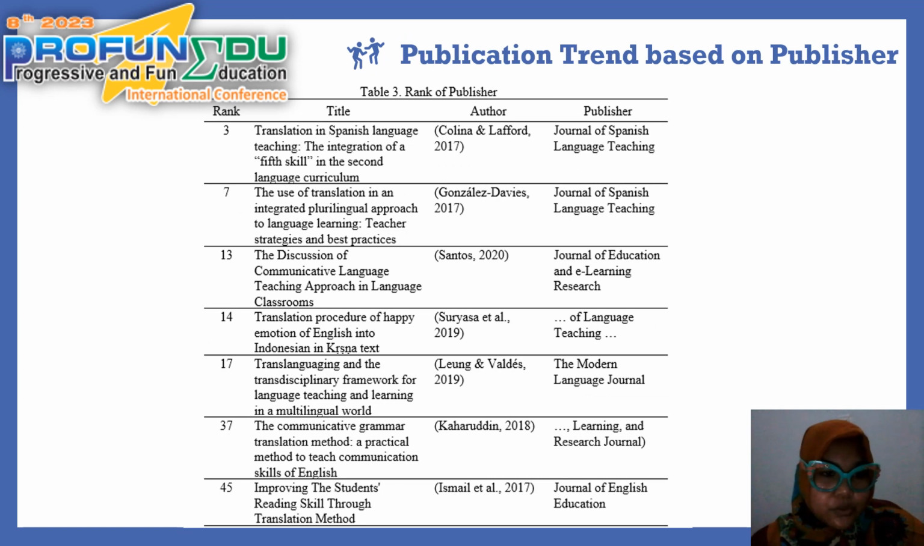Table 3 shows the ranking of publishers based on the Google Scholar Index, generated by the Publish or Perish application. From this data, the top publisher rating is the Journal of Spanish Language Teaching for the article entitled Translation in Spanish Language Teaching, the integration of a fifth skill in the second language curriculum by Colina and Lafford in 2017.